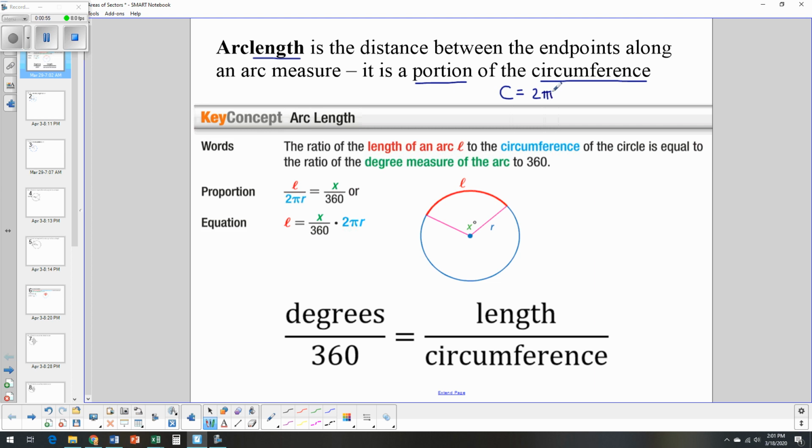So now when I'm talking about arc length, I'm talking about a portion of the circle, or how many degrees the arc is out of the 360 that an entire circle equals, equal to that arc's length over the entire circumference. A lot of times the length will be x. That's what we're looking for if it asks to find the arc length. And circumference we can replace with 2 pi r or pi d, depending on what information we're given or what we're finding.